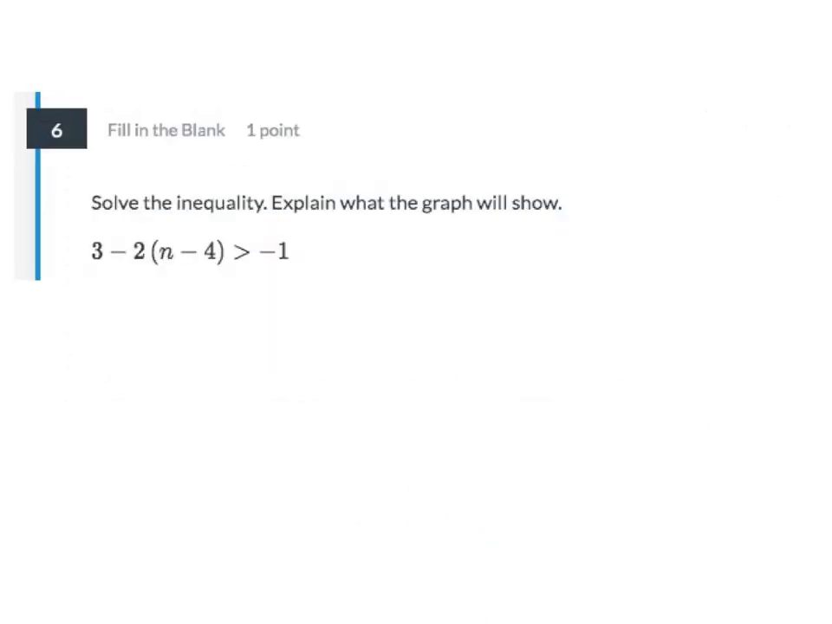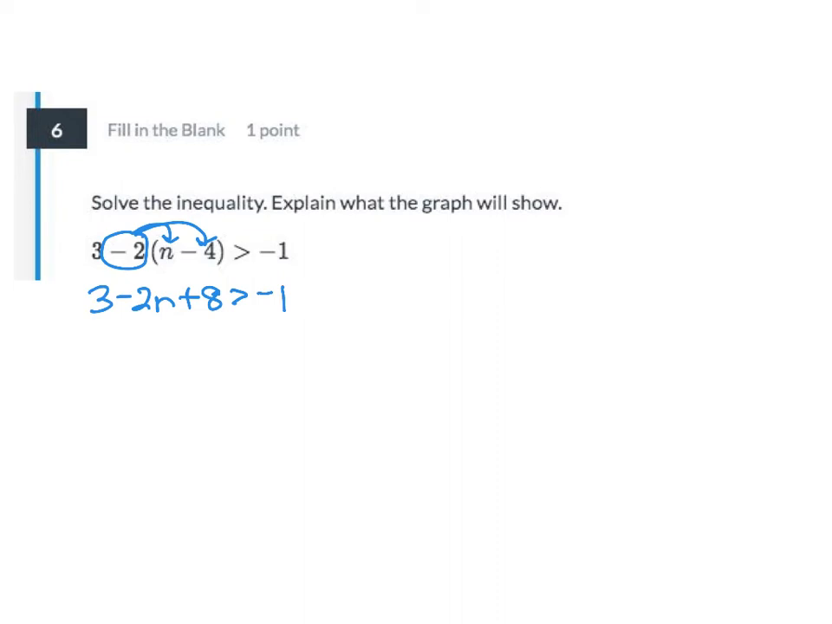All right, let's solve some inequalities. We need to look at this. What is the first thing we need to do? We need to do the distributive property. We're going to take this -2 and multiply by n. Oh, first of all, 3 has nothing. It just sits there, so we're just going to bring it down. So -2 multiplied by n is -2n. And then -2 multiplied by -4 is +8. And then we're going to have greater than -1.